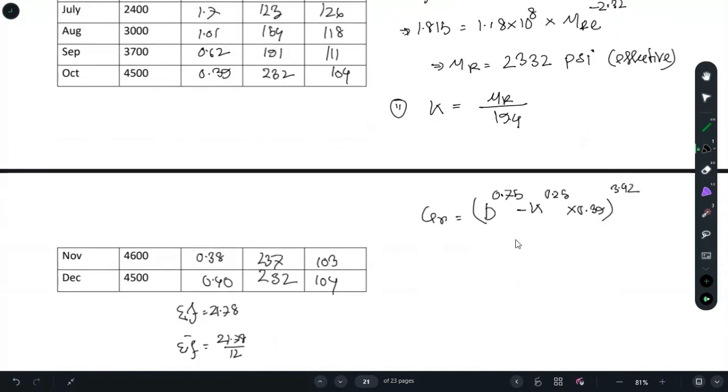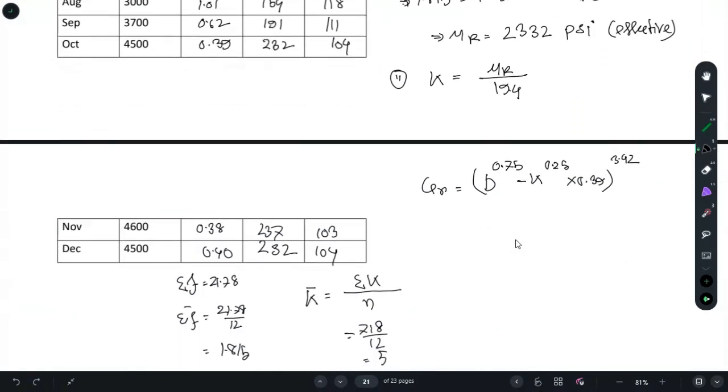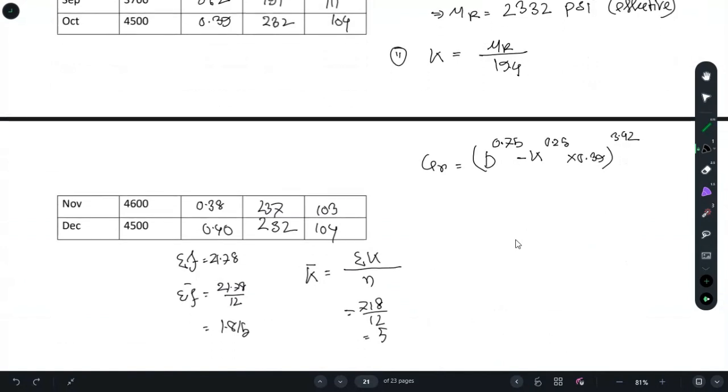Well, the thing is that it was 63 plus 43 plus 34 plus 27 plus 155 plus 139 plus 126 plus 118 plus 111 plus 104, plus I have two more months, 103 plus 104. So it is 1127, sorry, it is 1127 divided by 12, and you will get a value of 93.9.